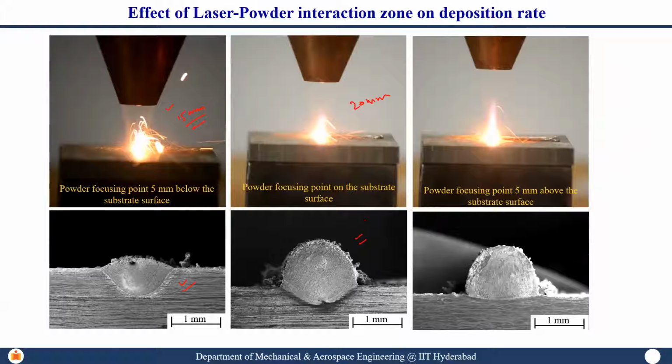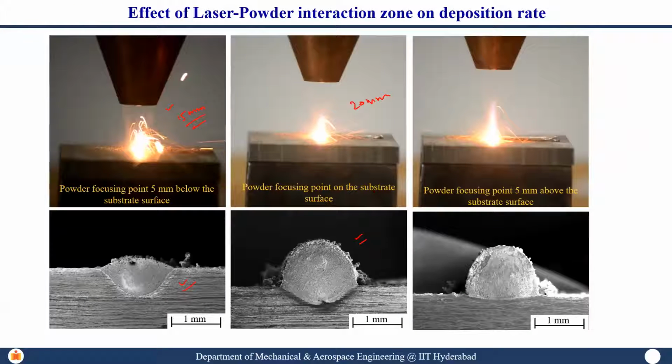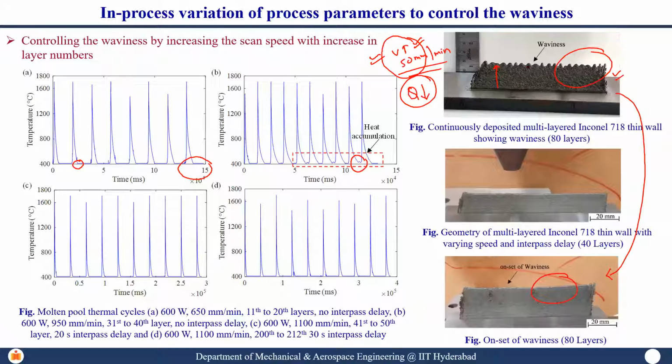Let us try to exploit this. So now what we try to do is, I know after a particular amount of deposition, there is waviness occurring. Now, let us say the valley height is 2 mm. What we are trying to do is keep our powder focusing point over this point, which essentially means in this location it is in defocused condition. It is here in focused condition. So I'm changing my standoff distance.